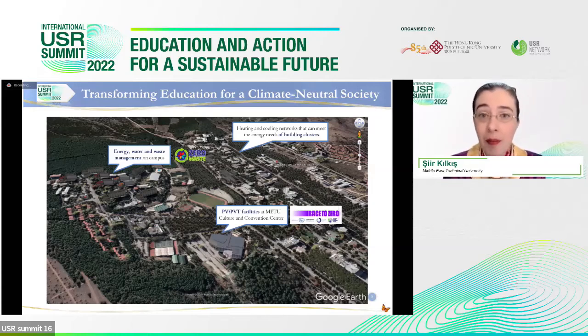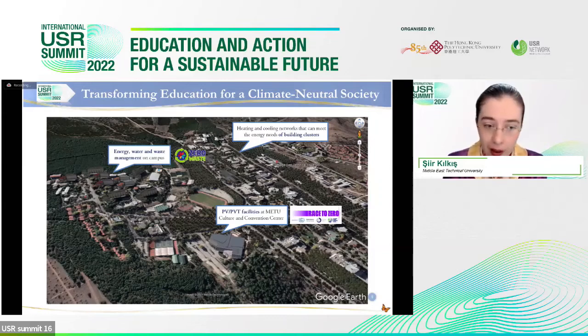And if we see our campuses as a living lab, where we can demonstrate these technologies, the new developments, and where we can integrate them for a climate neutral future, it has a very powerful impact on what we can achieve. This is coming from the campus, Middle East Technical University, Ankara, Turkey. And each semester with the students, what we do is we develop ideas of how we can transform our campus. And this is another way of transforming education for a climate neutral society.